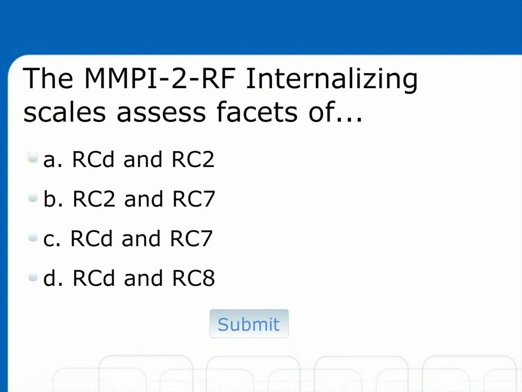Recall that there are 4 internalizing specific problem scales that are facets of RCD, and that, of course, was suicidal ideation, helplessness, hopelessness, self-doubt, and inefficacy. And then there's 5 internalizing specific problem scales that are facets of RC7, and those include stress worry, anxiety, anger proneness, behavior restricting fears, and multiple specific fears.